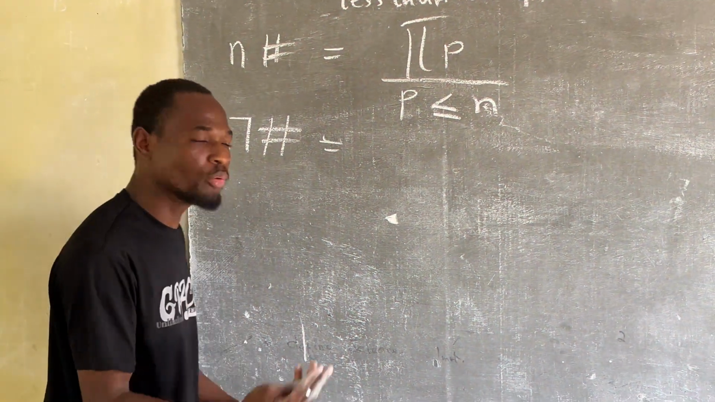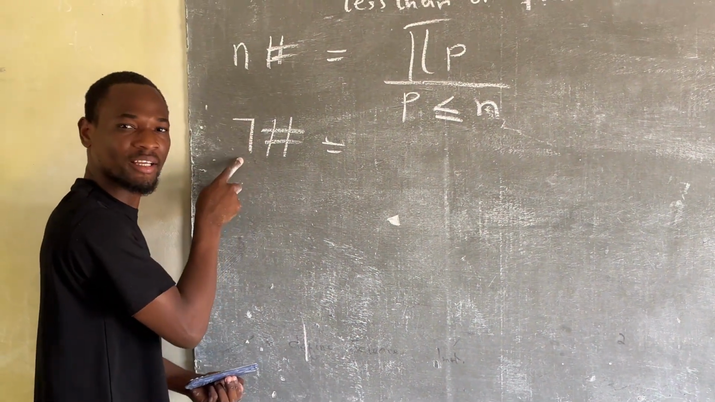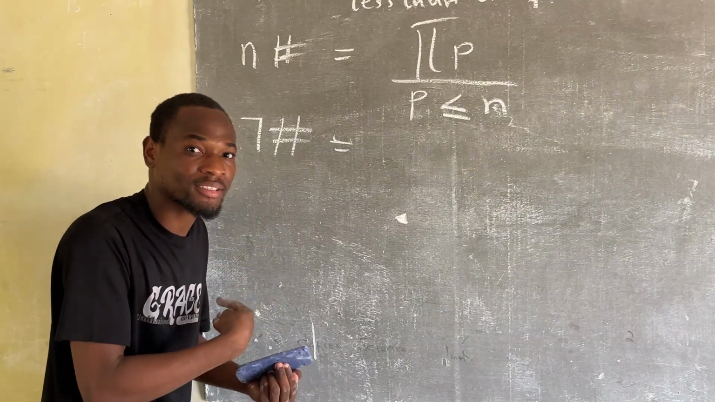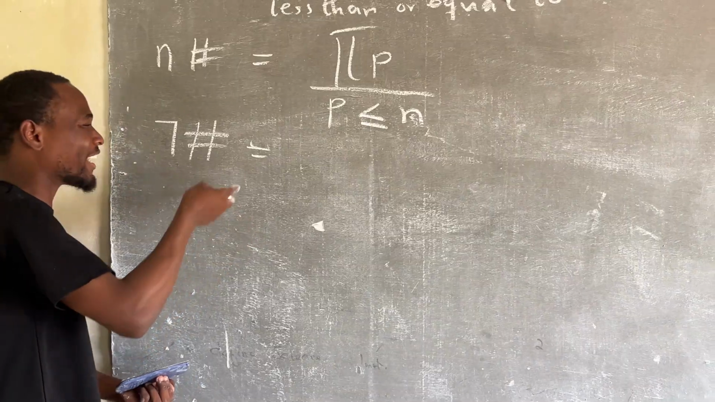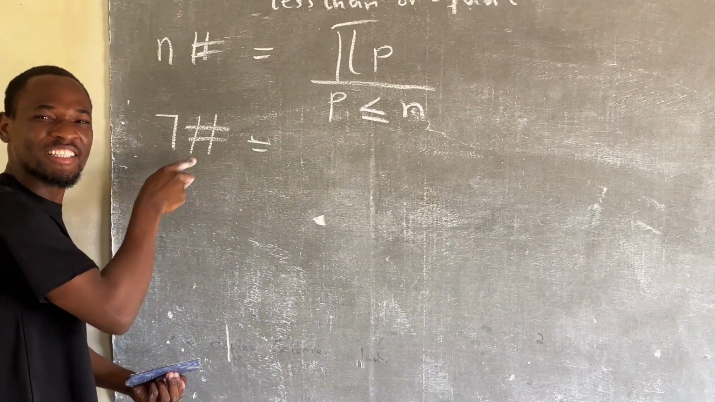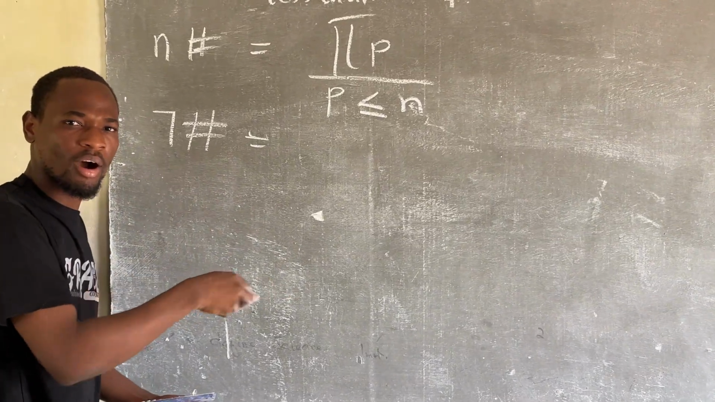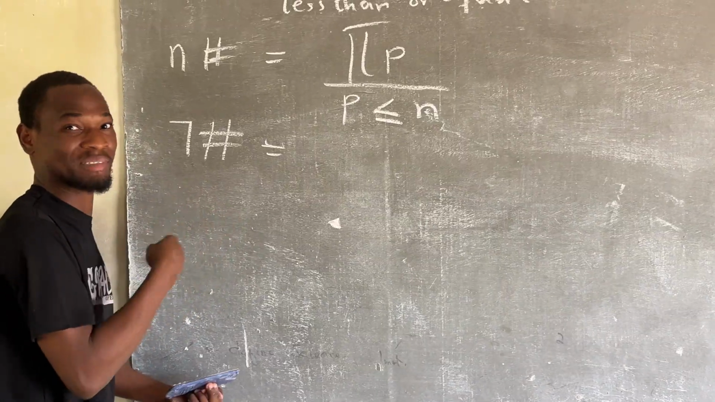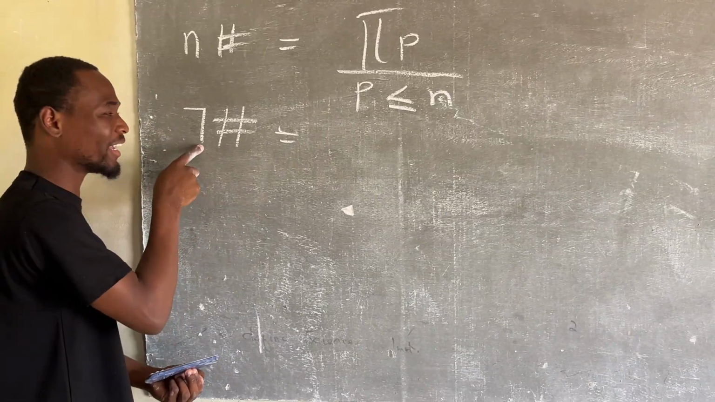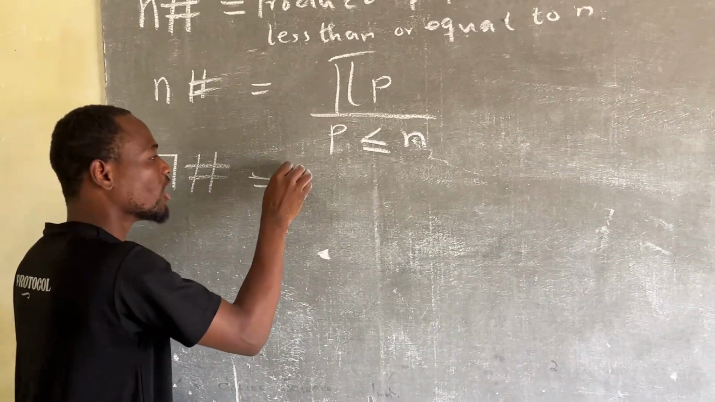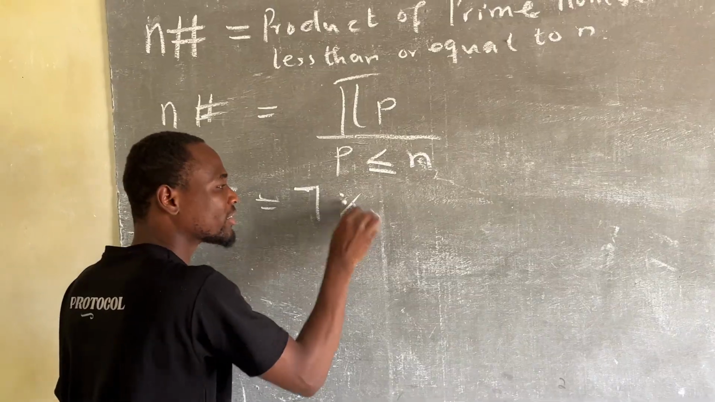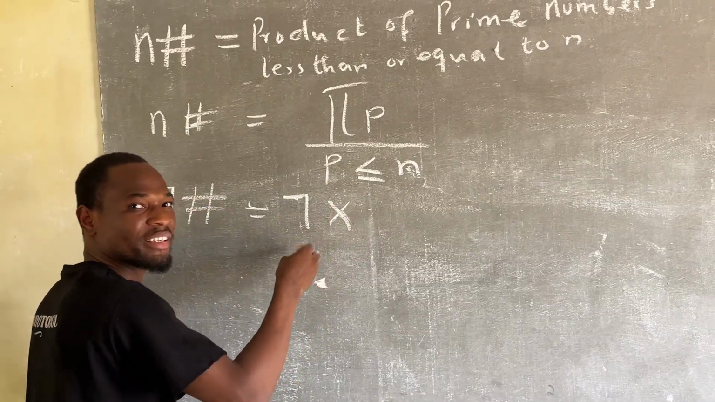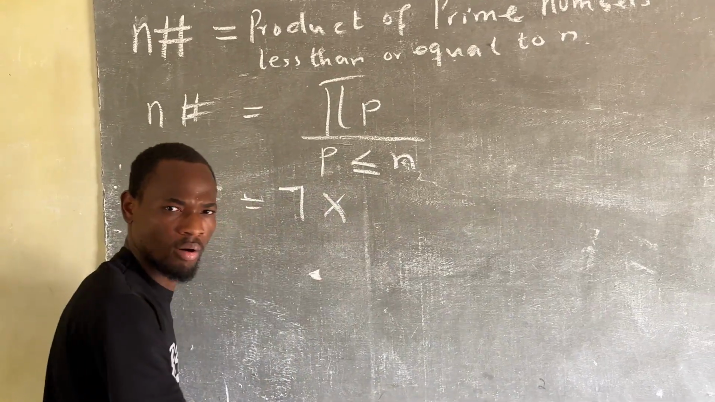Let's assume I have the number 8 here. 8 is not a prime number, so I'll move on to the number preceding 8 which is a prime number. I'll give you examples for you to appreciate what I'm saying. In this case, 7 is a prime number, so I'll start from 7, then you multiply in the decreasing order.